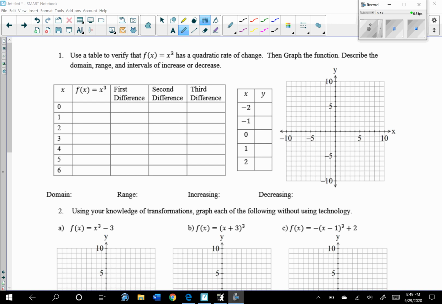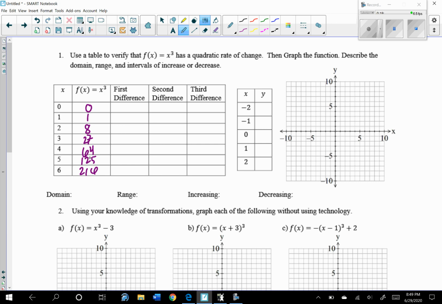Use the table to verify that f of x equals x cubed has a quadratic rate of change, then graph the function, describe the domain, range, and intervals of increase or decrease. So 0 to the third power is 0, so we're just plugging 0 in for this function. 1 to the third power is 1, 2 to the third power is 8, 3 to the third is 27, 4 to the third gives us 64, 5 to the third is 125, and 6 to the third is 216.